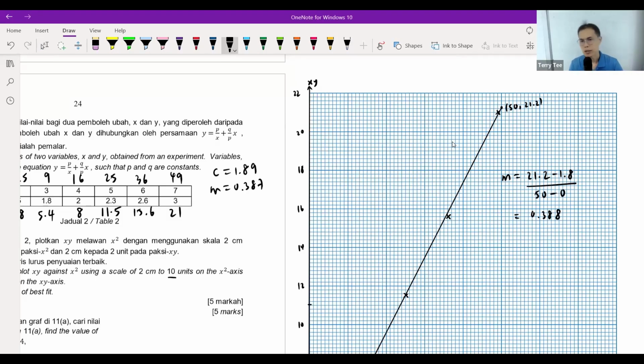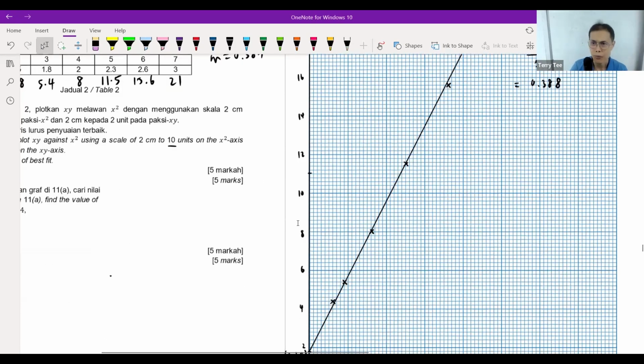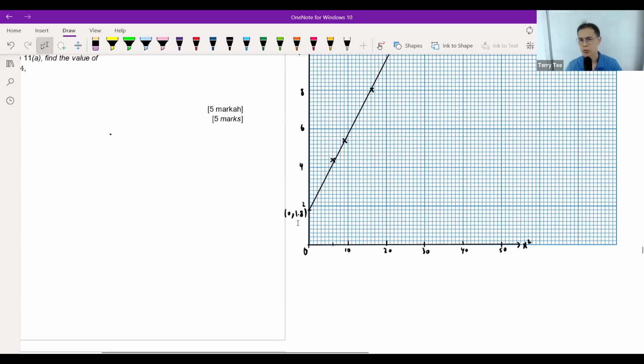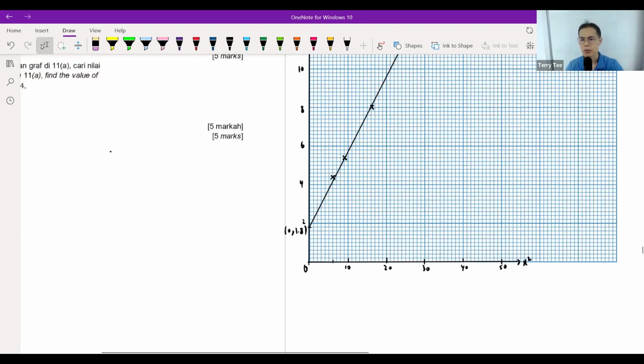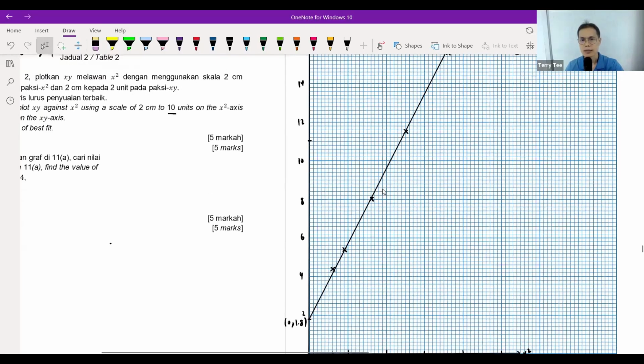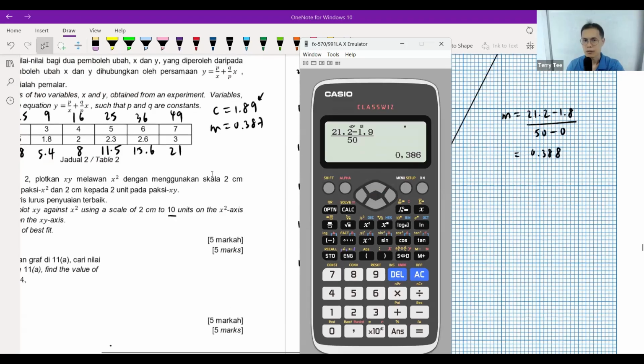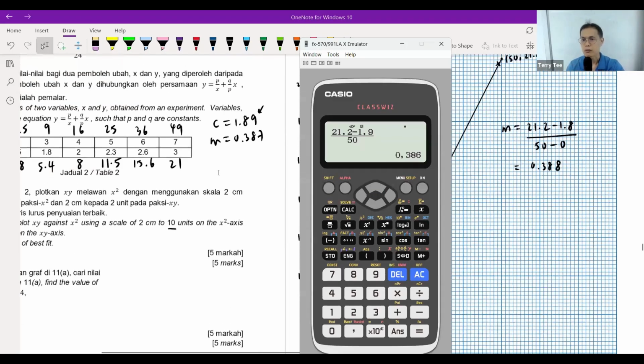Okay, now, of course, you can adjust the line so that your y-intercept is 1.9. Yeah, but it's half of the smallest box, so sometimes it will be hard to read. So I just take 1.8, right? 1.9 also okay. If you get 1.9, then maybe you will get exactly the same. Let me just change this. Yeah, 0.386, 0.387, not exactly. Also okay, right? So I'll take this 0.388.